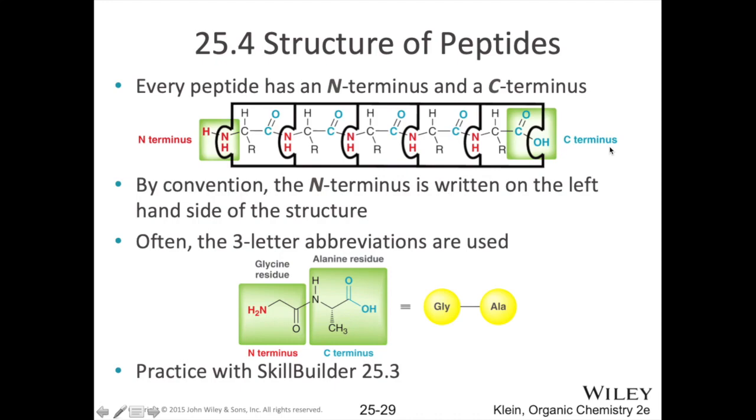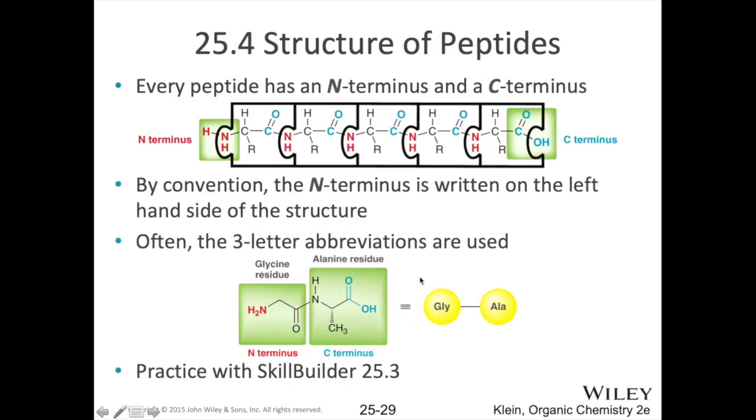And by convention, we typically write the N-terminus on the left and go from there to the C-terminus. All right. Now, if you have trouble remembering that, just remember that we're dealing with amino acids, and so the amino end is on the left, the open amino end is on the left, and the open acid end is on the right.